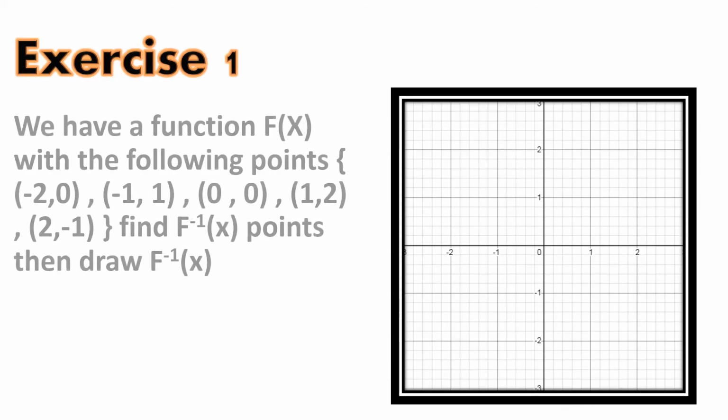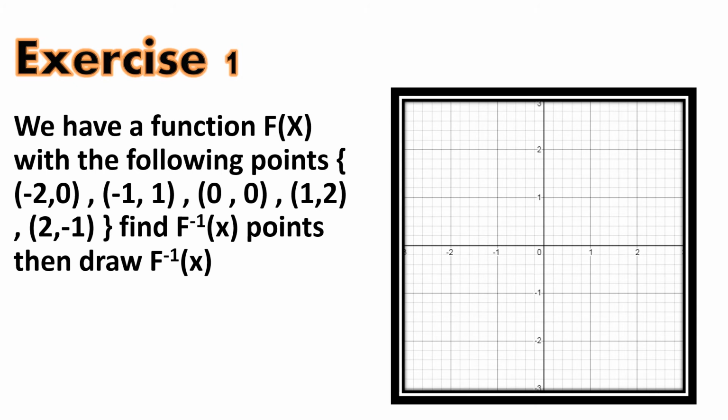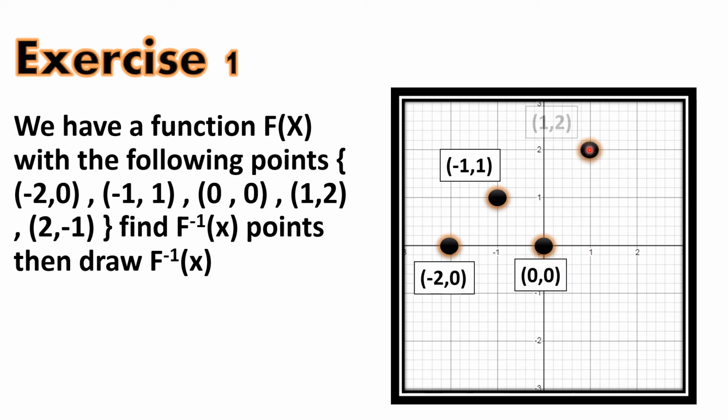Exercise 1. We have a function f of x with the following points: negative 2 and 0, negative 1 and 1, but let's put negative 2 and 0 next to x and 0 y, negative 1 x and 1 here, 0 and 0 in the origin, then 1 and 2 here, 2 and negative 1 here, 2 x, negative 1 y here.